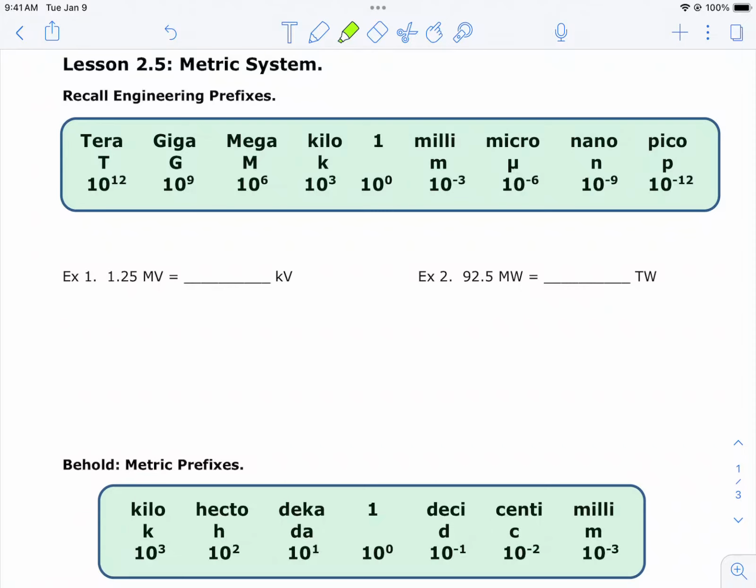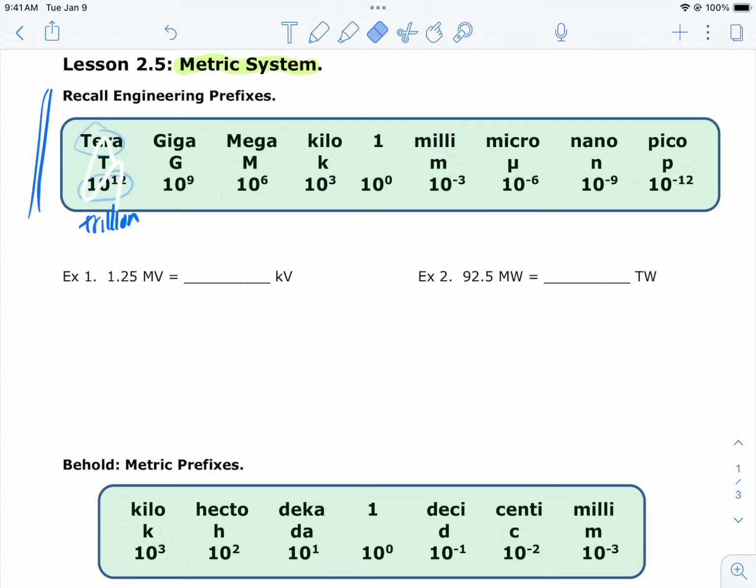Well, we're going to play with the metric system today. But first, before we get to that, I want to show you something related to last lesson when we were playing around with these engineering prefixes. Remember, if you had 10 to the 12th, in other words, a trillion of something, like a trillion watts, you could call it 1 terawatt.